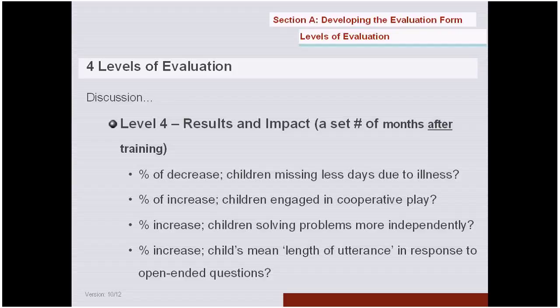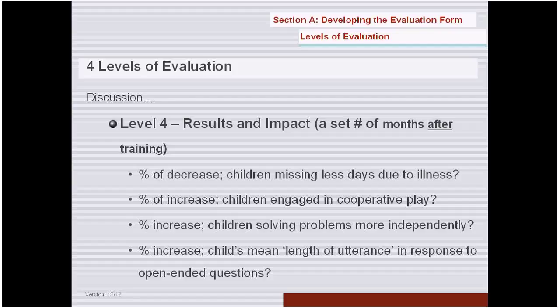Yes. Okay, and so if you see what's listed up there, what we might be looking for is a percent of decrease in, say, for instance, children missing fewer days due to illness because they have now increased their hand washing abilities and how often they're doing it. Because children are washing their hands more often and teachers are using the correct process, they've changed their behavior, they've changed the amount of times this is happening. Some months down, you should be able to look and see, is there a percent of decrease in children's absenteeism? Does that make sense?